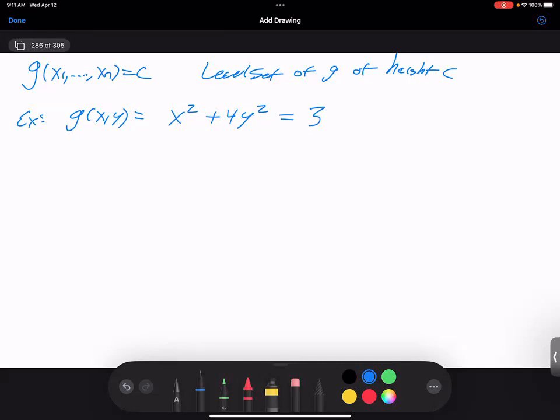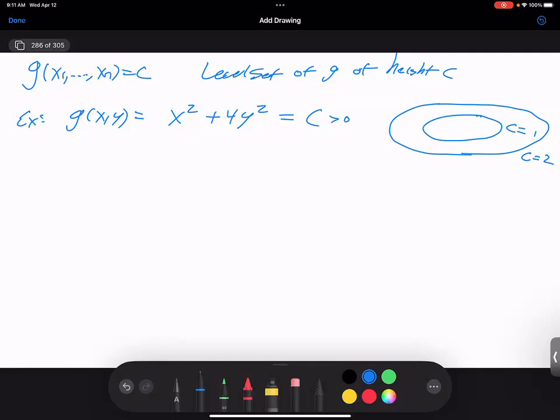That's an ellipse. And so if instead of doing 3, I did 1, what kind of object would it be? Still an ellipse. So for different values of c greater than 0, it's an ellipse. And so maybe here is c equals 1. Maybe here, c equals maybe 2. And so I can look at all the points x and y such that x squared plus 4y squared is some fixed value c.